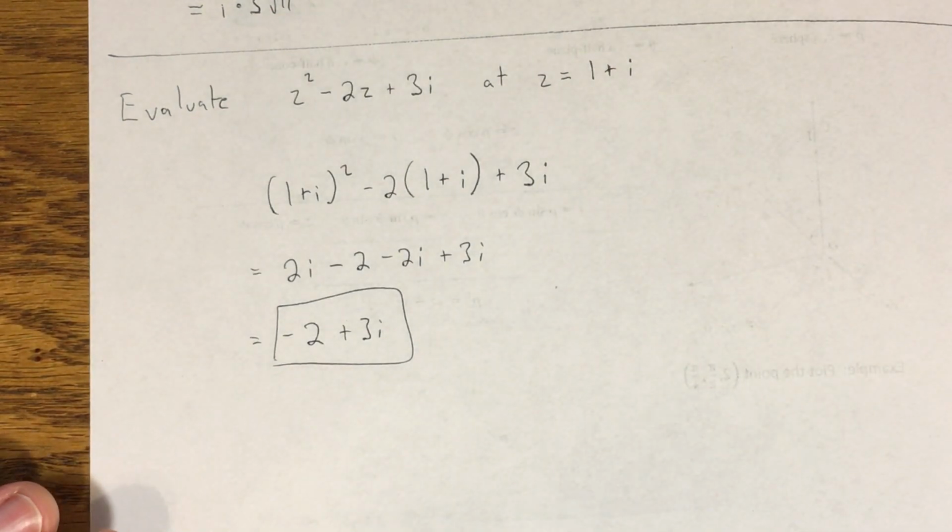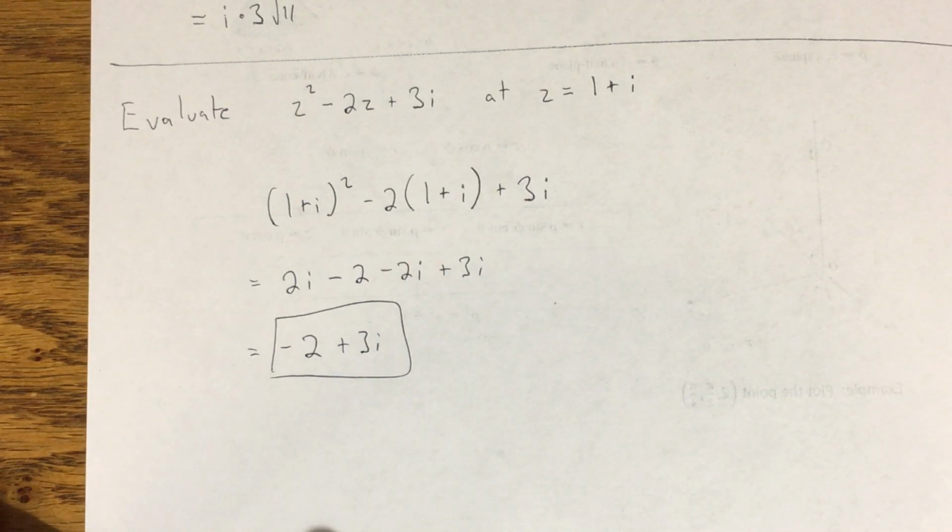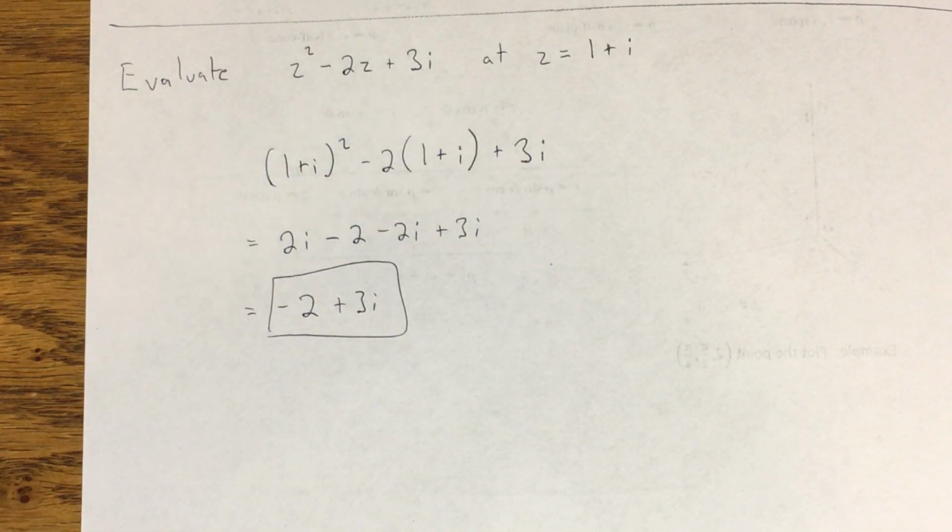Fairly straightforward. It's really just using the arithmetic rules that we've already talked about, but kind of in the context of plugging a complex number into a polynomial. So that's all there is to that. And that's going to wrap up this first half of our unit on complex numbers. Like I said, next time we're going to talk about the geometry of complex numbers.